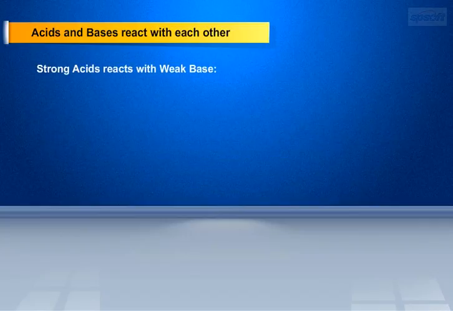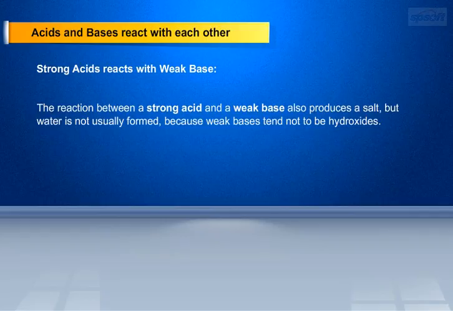The next one is strong acid reacts with weak base. The reaction between a strong acid and a weak base also produces a salt, but water is not usually formed, because weak bases tend not to be hydroxides. The chemical equation is hydrogen chloride plus ammonium hydroxide on reaction gives ammonium chloride plus water.